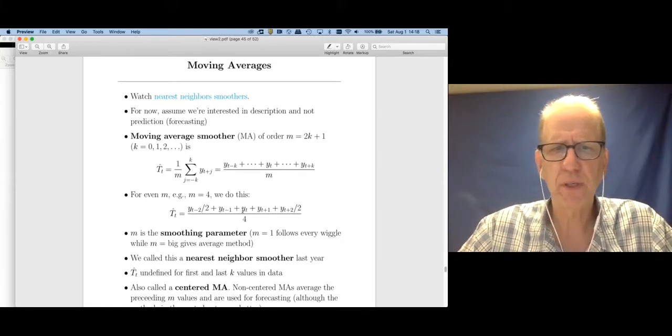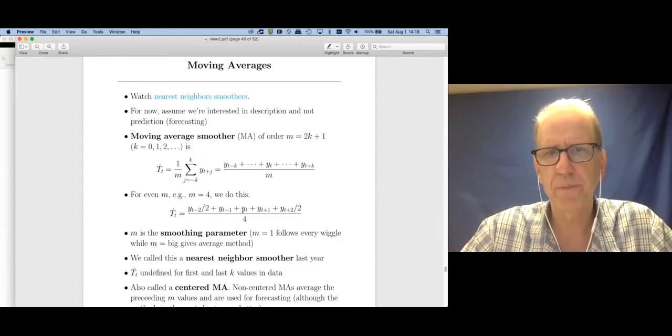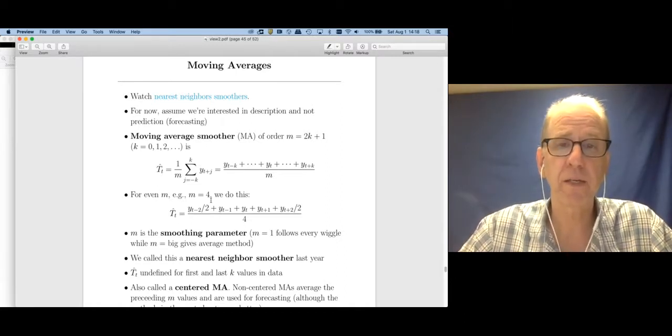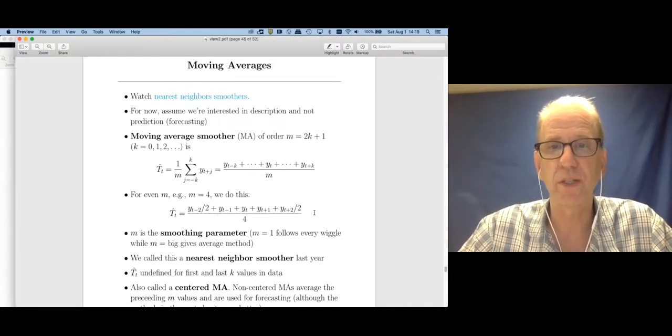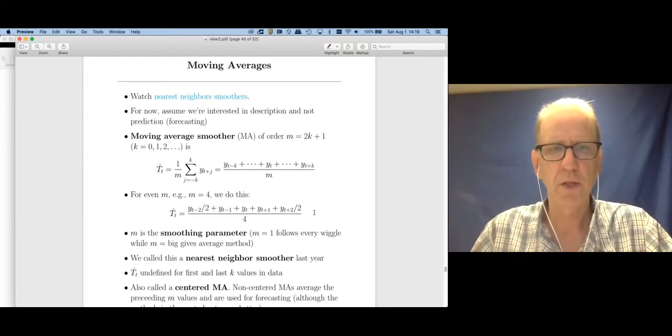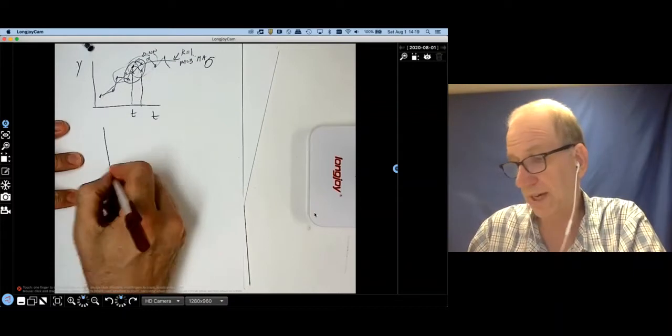The textbook gives a more general way to describe this that you may find a little confusing, and therefore I just stated what a moving average of order 4 is in a very simple way that I think will make some sense. So let me just go sketch it.